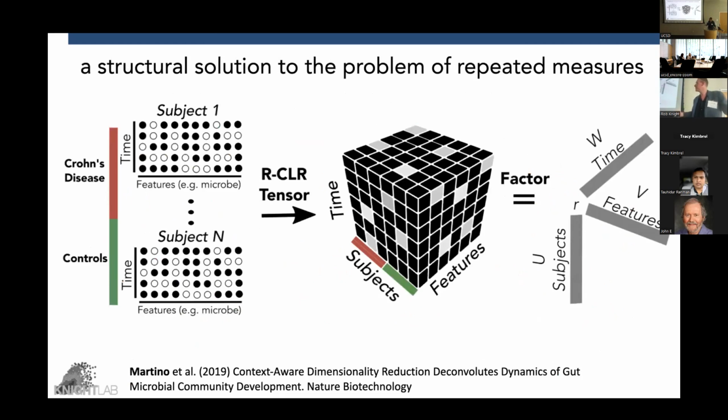So Cameron came up with this technique called context-aware compositional tensor factorization, which is basically a dimensionality reduction method that allows you to see a whole lot of cool things in these time series studies that are confounded by individual subjects. Basically the idea is you take each of the subjects, each of the time points, and each of the features, combine those into a tensor, and then factorize that tensor so that you can separate out the contributions of subject, of feature, and of time.